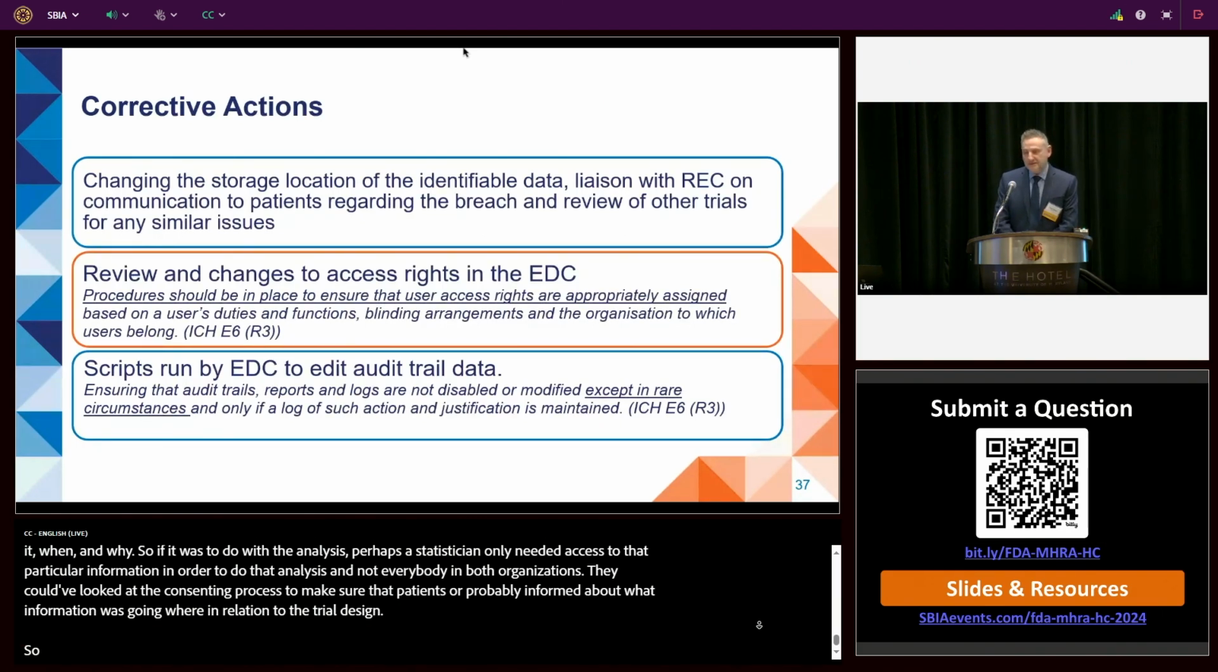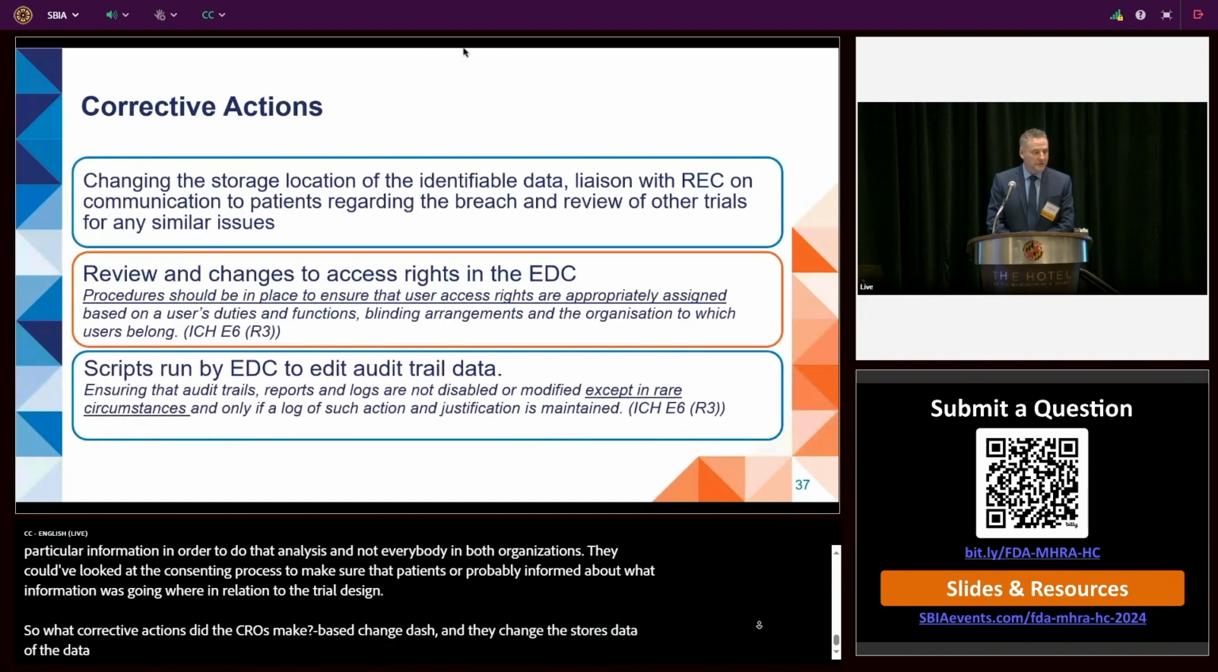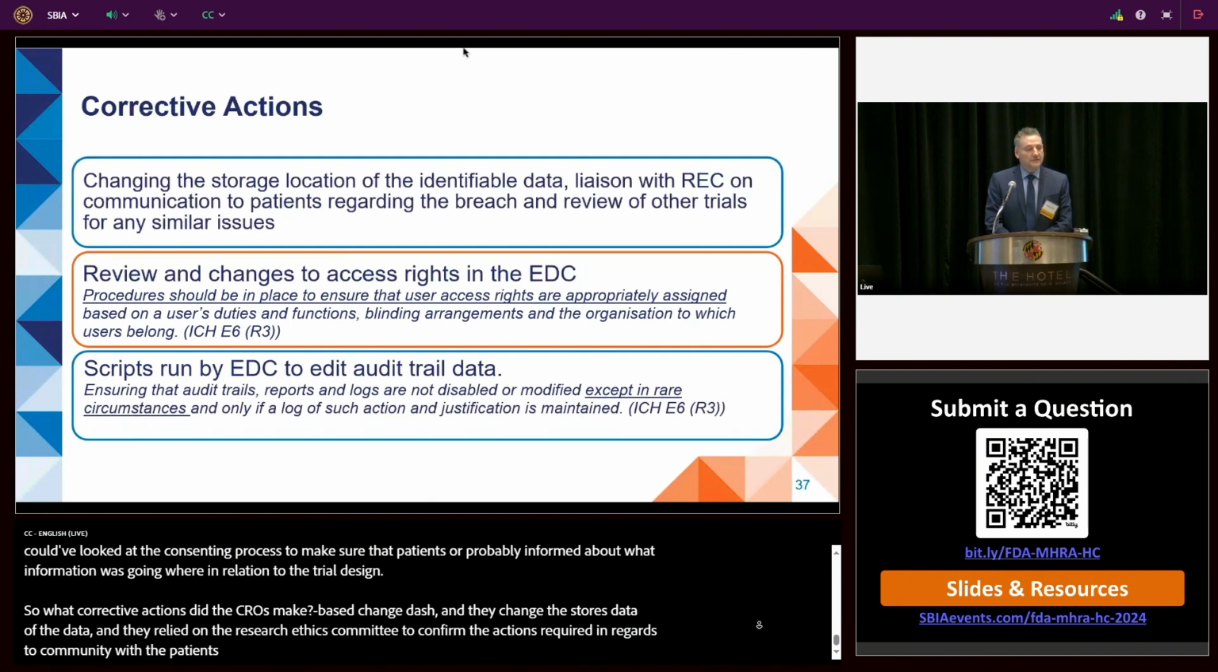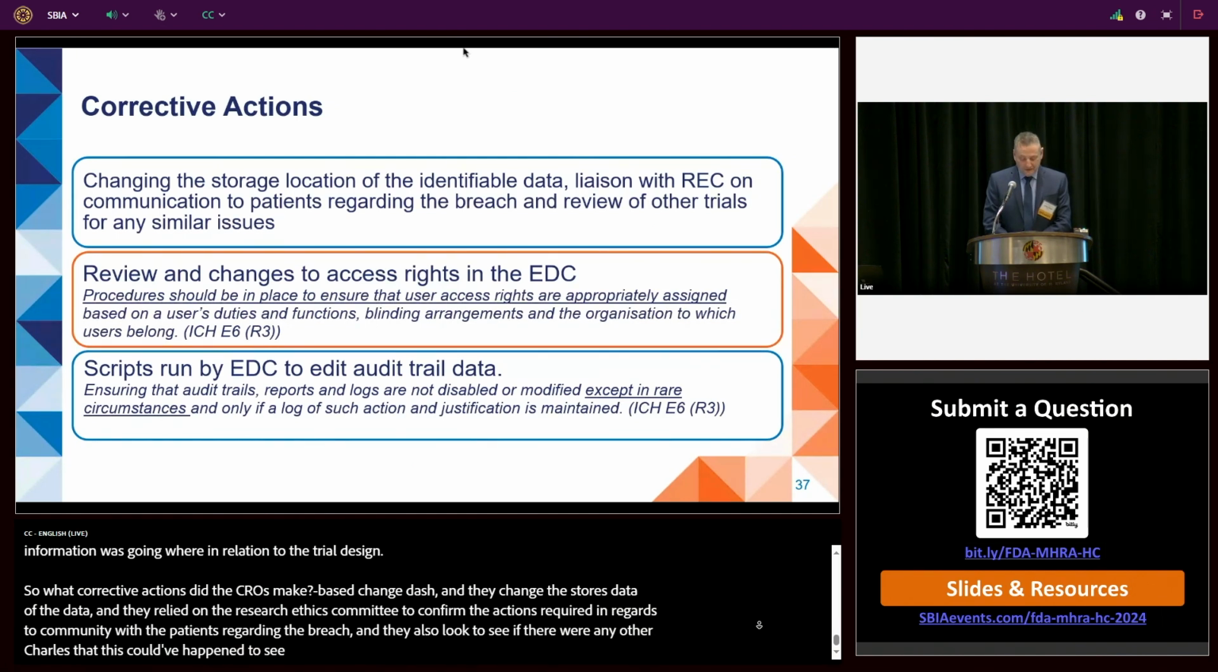Well, they changed the storage location of the data, and they also liaised with the Research Ethics Committee to confirm the actions required in regards to communicating with the patients regarding the breach. They also looked to see if there were any other trials that this could have happened, to see whether it was a systemic issue, which it wasn't. They changed the access rights to the specific data in the ECRF.